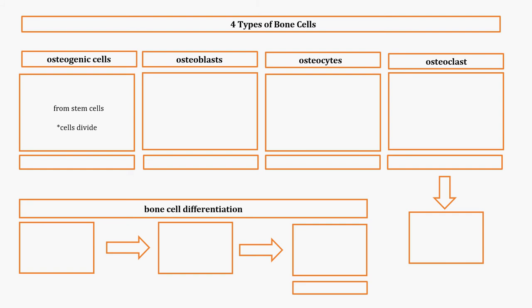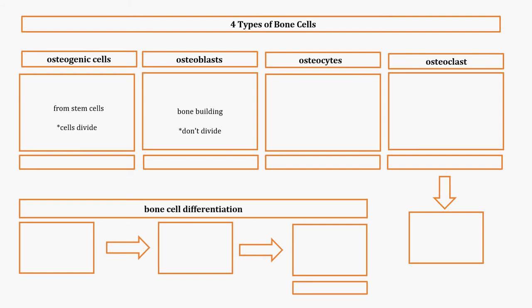First of all, osteogenic cells, they come from stem cells, which means it comes from mesenchyme. Mesenchyme is the main cell all connective tissue turn into, and bone is a connective tissue. So the osteogenic cells are the baby cells, and these cells are always dividing or in a state of mitosis. Some professors like to say that on exams.